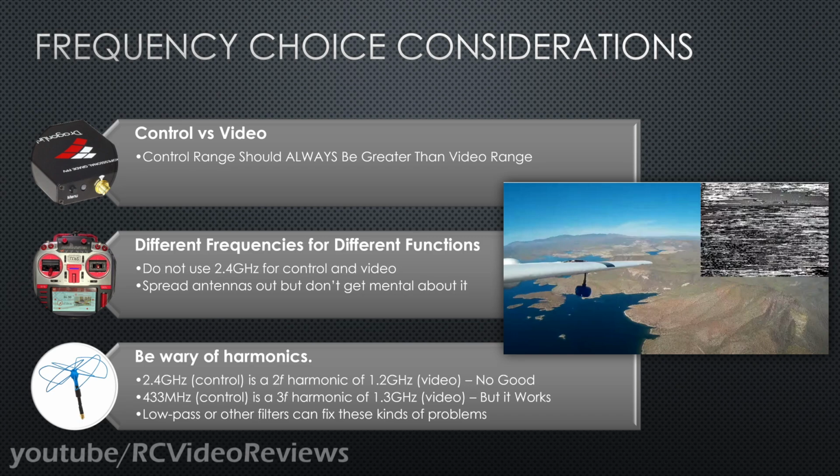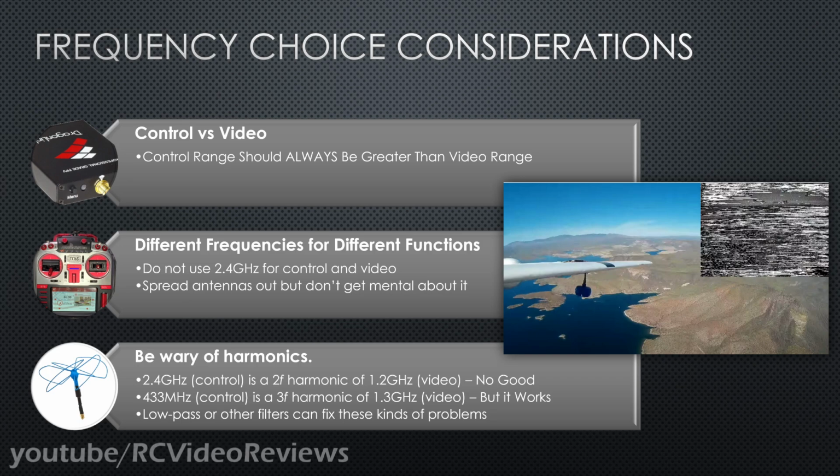Next, always have different frequencies for different functions. Do not use 2.4 gigahertz for control and video. That'd be a catastrophic mistake. You'll wind up having one step on the other and you won't be happy with the outcome. Also, you need to spread your antennas out, but you don't have to get mental about it. There's a whole lot of long-range quads that fly and they're not bigger than about 7 inches, so spread them out the best you can, but you don't have to be crazy about it.